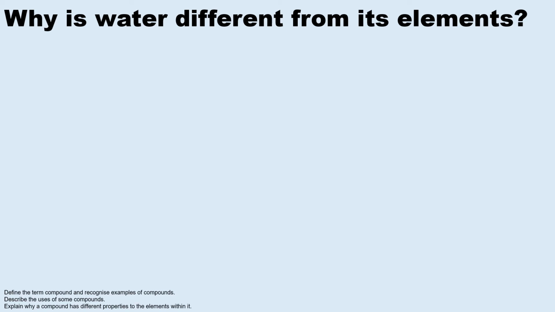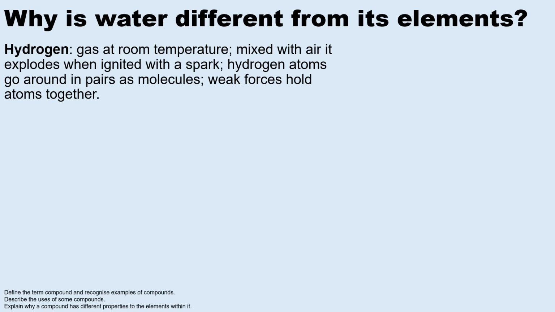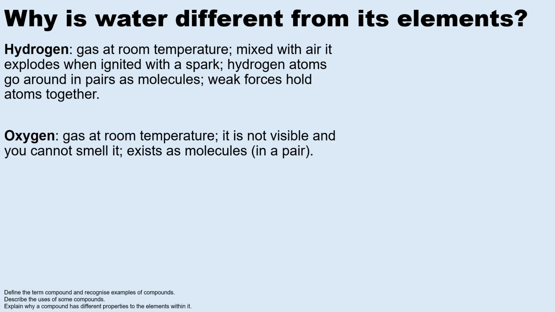So why is water so different from its individual elements? Hydrogen is a gas at room temperature. Mixed with air, it will explode when ignited with a spark. Hydrogen atoms go around in pairs as molecules, and weak forces hold the atoms together.